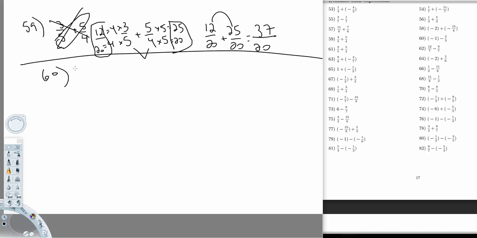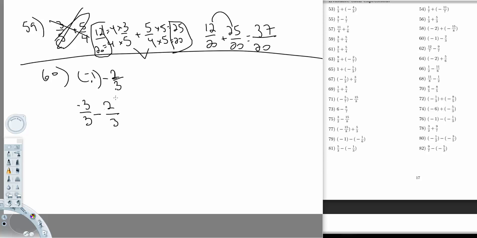Number 60 now, moving along. You're getting a little bit harder now. Minus 1 minus 2/3, right? Minus 1 minus 2/3. Okay, so first thing we need to do is we need to bring this guy to something over 3. Now anything over 1, you can do 2 over 2, 3 over 3, 4 over 4. It's the same thing. So it'll be minus 3 over 3 minus 2 over 3.